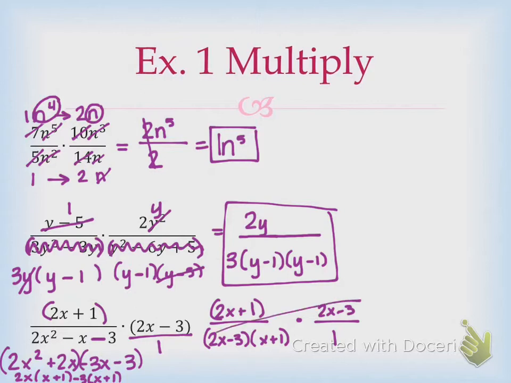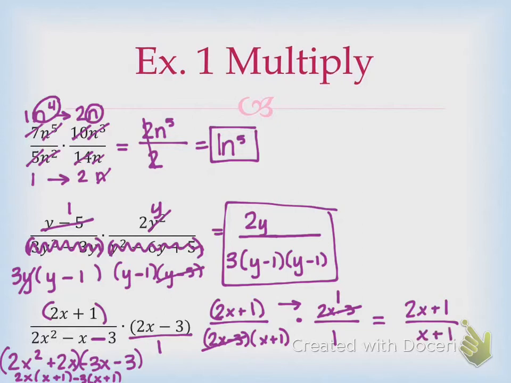Now look this way diagonally. Is there anything that you see that's identical? What is it, Tyreek? 2x minus 3. Because it's identical, I can cancel it out totally. So, since there's nothing left here, I put a 1 there, and I just multiply straight across. 2x plus 1 times 1 is 2x plus 1. And x plus 1 times 1 is x plus 1.